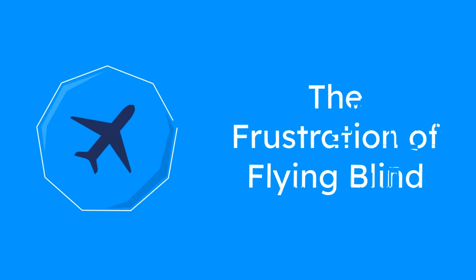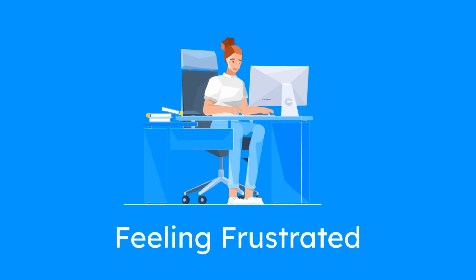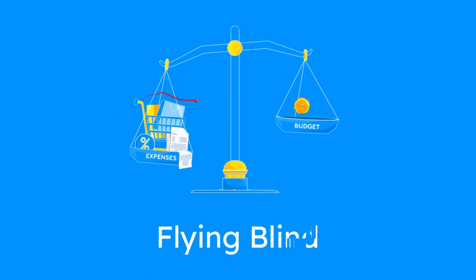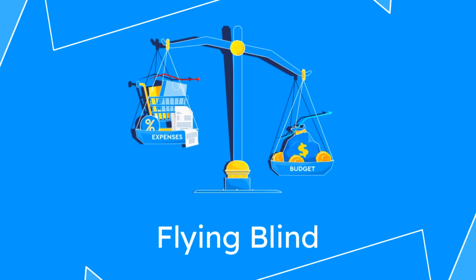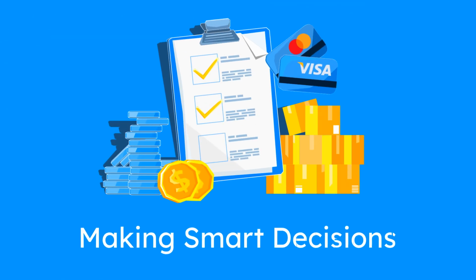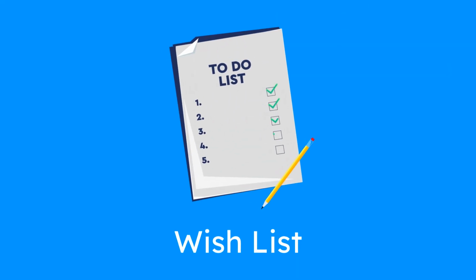Section 1. The frustration of flying blind. It's an incredibly frustrating feeling. You put in the work to create a budget, but checking your progress feels like flying blind. How can you make smart decisions about saving, paying off debt, or spending on what you love if you don't have a clear picture? Without it, a budget is just a wish list.